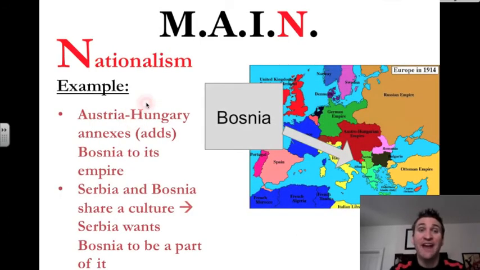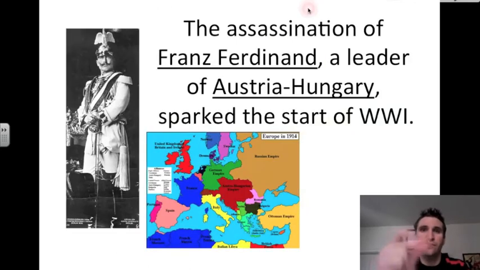An example of nationalism in this time period, in the early 1900s, was when Austria-Hungary, which is here in red, annexes or adds Bosnia, which is this slice of land right here, to its empire. Serbia, which is in green right here, and Bosnia both share a culture, and Serbia wants desperately to have Bosnia as a part of it. Austria-Hungary wants it. Conflict results.